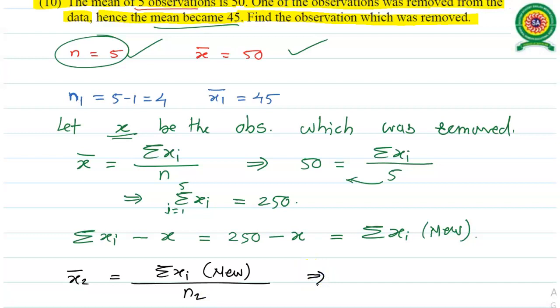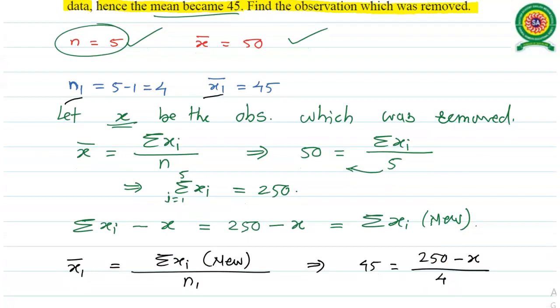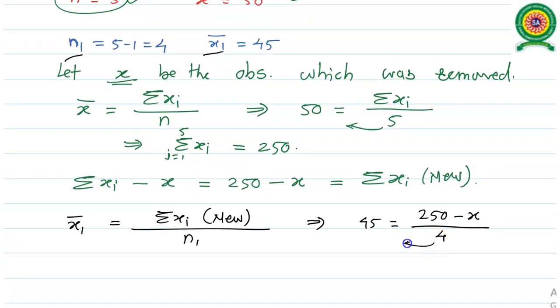So for the x2 bar value, we may assume x1 and n1. Here, instead of 2 I am taking x1 bar and n1. So the x1 bar value is 45, which equals the new sum of xi, 250 minus x, divided by n1, which is 4 because we have removed one observation. Shifting the 4, 45 into 4 we get 180, which equals 250 minus x.